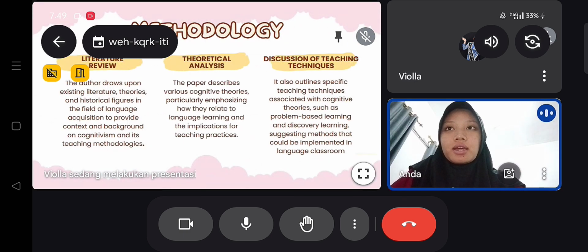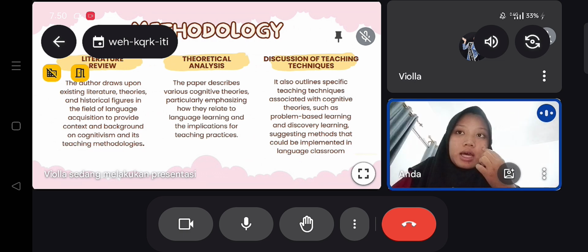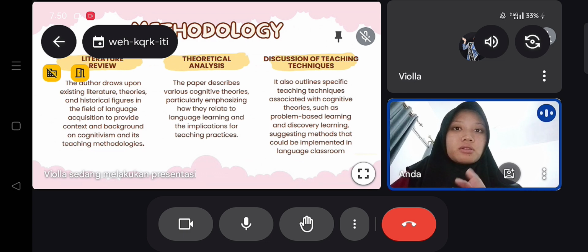And the third is methodology. There is literature review. The author draws upon existing literature, theories, and historical figures in the field of language acquisition to provide context and background on connectivism and its teaching methodologies. And the second is theoretical analysis. This article describes various cognitive theories, particularly emphasizing how they relate to language learning and the implication for teaching practices. The last is discussion of teaching techniques. It also outlines specific teaching techniques associated with cognitive theories such as problem-based learning and discovery learning, suggesting methods that could be implemented in the language classroom.